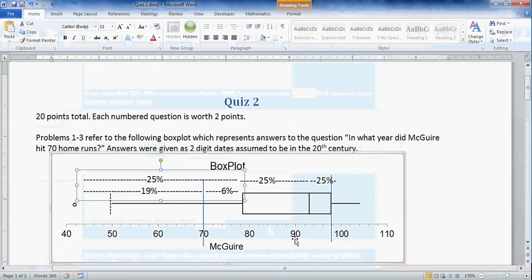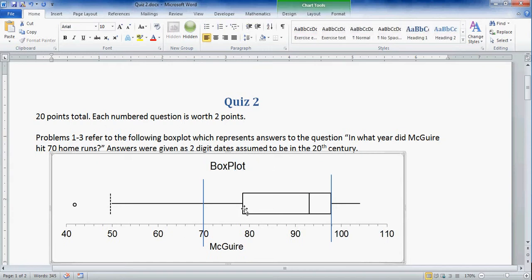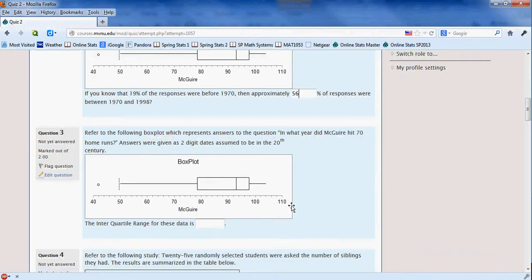The next one, the interquartile range. That's actually pretty easy. Interquartile range refers to the distance between the first quartile and the third quartile. So let me identify those 2 points. The first quartile is the beginning of the box. Third quartile is the end of the box. This is about 1978. If you said 1979, it's okay. Out here is 1998. So the interquartile range is 1998 minus 1978. That's 20 years, a 20-year span there. If you had typed 19 or 18, I think I still gave it to you there.